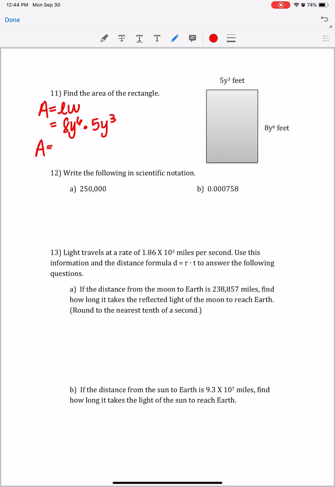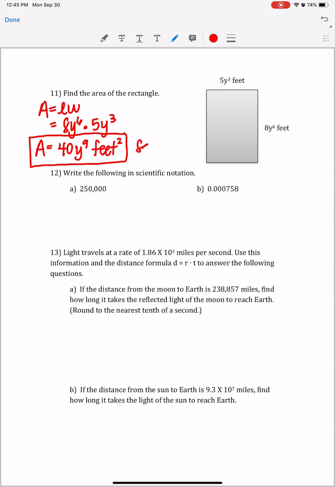Multiply your numbers together. So 8 times 5 is 40. And then when you multiply exponents, you're just adding them. So 6 plus 3 gives me 9. Because I found area, you need to put your units on here. Area is always units squared. So in this case, we will have feet squared.